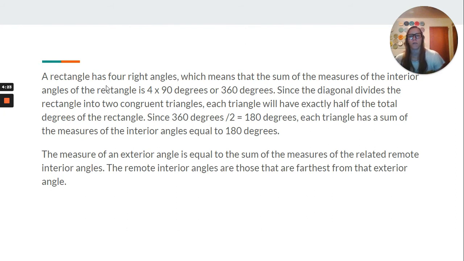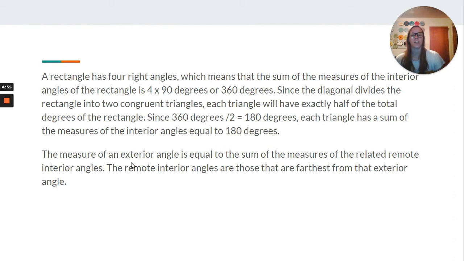So moving on, a rectangle has 4 right angles, which means that the sum of the measures of the interior angles of the rectangle is 4 times 90 degrees, or 360 degrees. Since the diagonal divides the rectangle into 2 congruent triangles, each triangle will have exactly half of the total degrees of the rectangle. Since 360 divided by 2 equals 180, each triangle has a sum of the measures of the interior angles equal to 180 degrees.